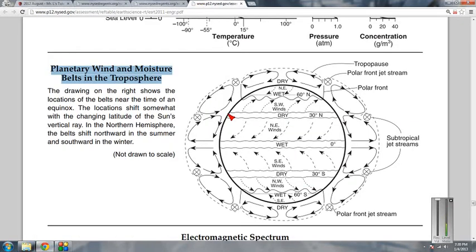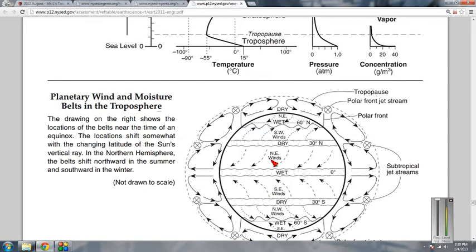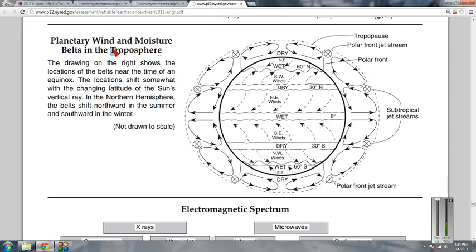If you come down here, all the winds in this image are in the troposphere. If you come up here, it shows that it's the lowest layer on Earth, and it's the tropopause, so it's everything below there. The correct answer to this is pretty simple, and it is troposphere.